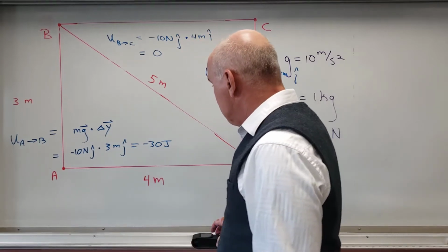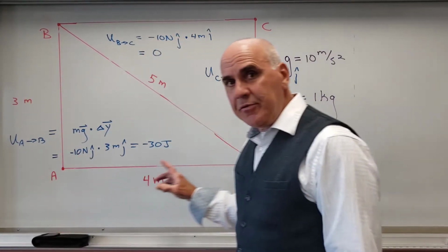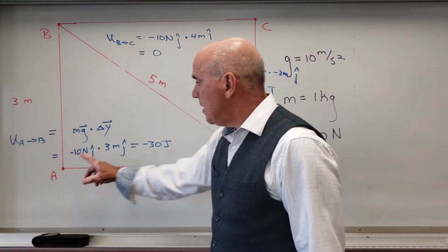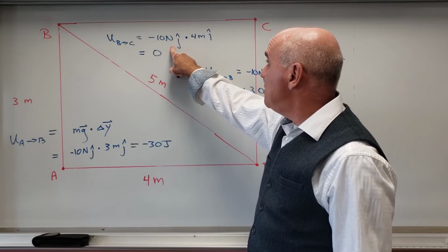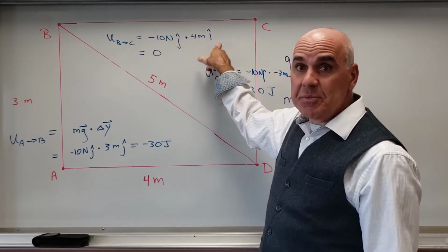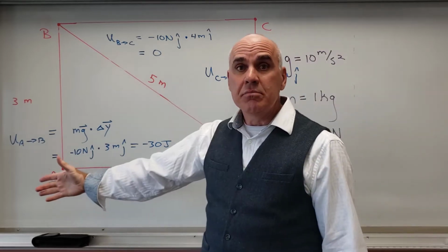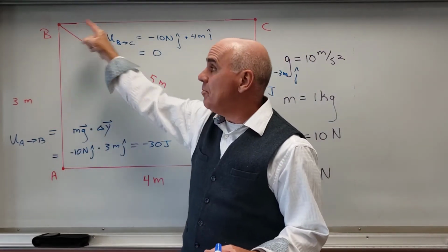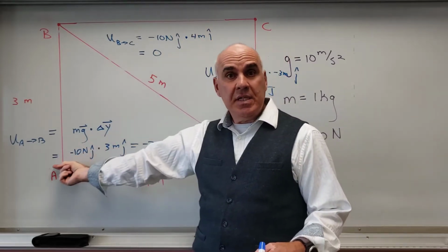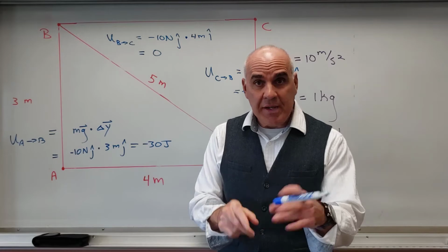Finally, I'm going to travel from D back to A. When I travel from D back to A, the work is going to be 0 again, because it's going to be negative 10 newtons, negative 4 meters, but in the i direction. j dot i gives 0. All right, so the work done by gravity going from A to B to C to D to A again is 0. The net work done by gravity is 0.